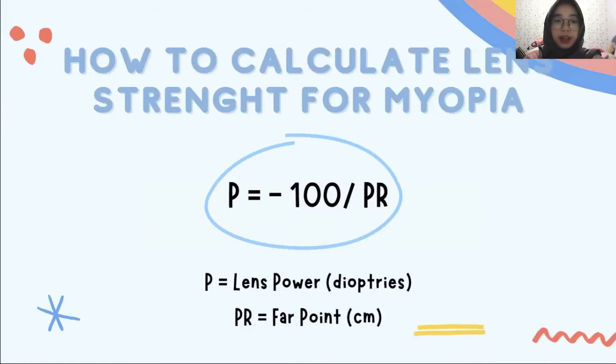Then we can calculate the lens strength for myopia. The formula is P, the lens power in dioptres, equals minus 100 over PR, where PR is the far point in centimeters.